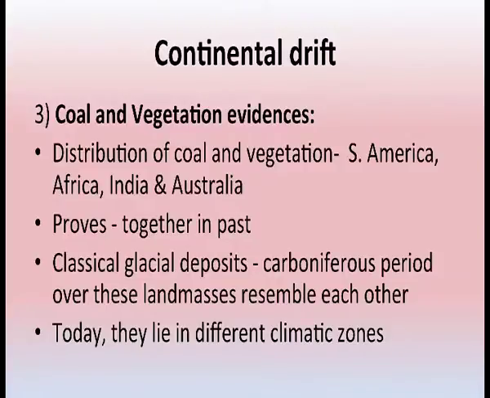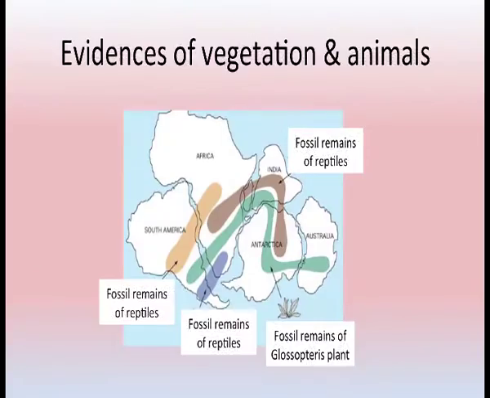Classical glacial deposits like those of the Carboniferous period over these land masses resemble each other. So today they lie in different climatic zones. You can see the vegetative and animal remains that were found similar in these continents. Fossil remains can be found similar in these continents. So it shows that maybe they were together in the past.